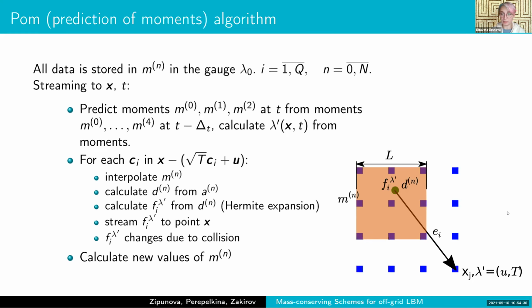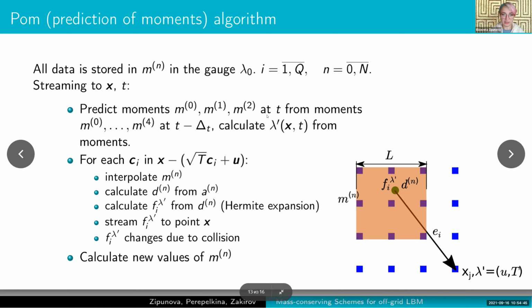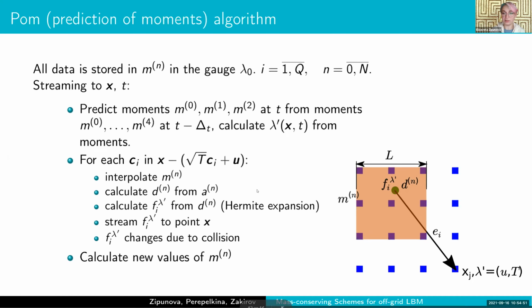Then at this point, we interpolate moments m. Then with the help of moments m, we calculate moments in moving frame d. From d, we calculate discrete distribution functions using Hermite expansion and stream them into the point x. After streaming into this point all needed distribution functions, we can calculate collision and new values of moments in standard frame m. So no iterations now.